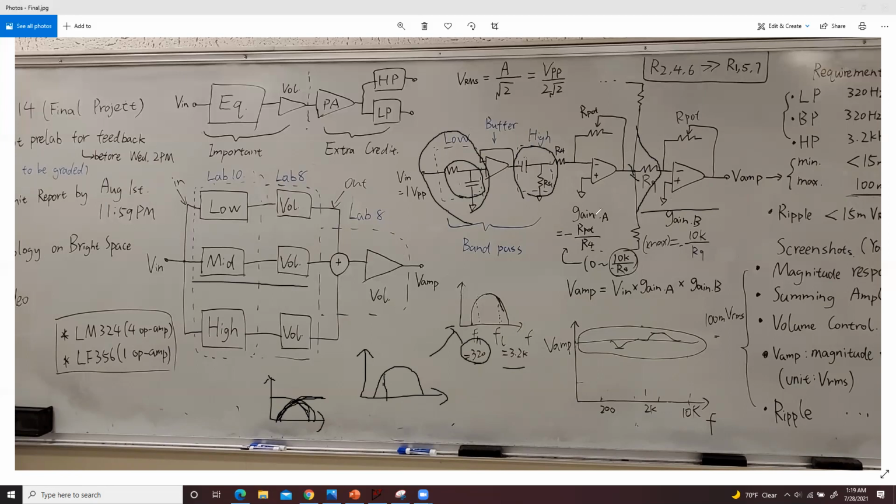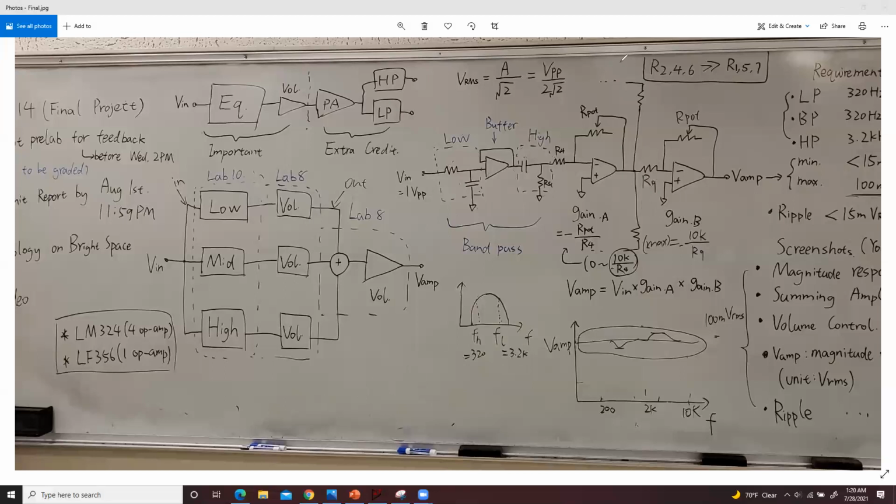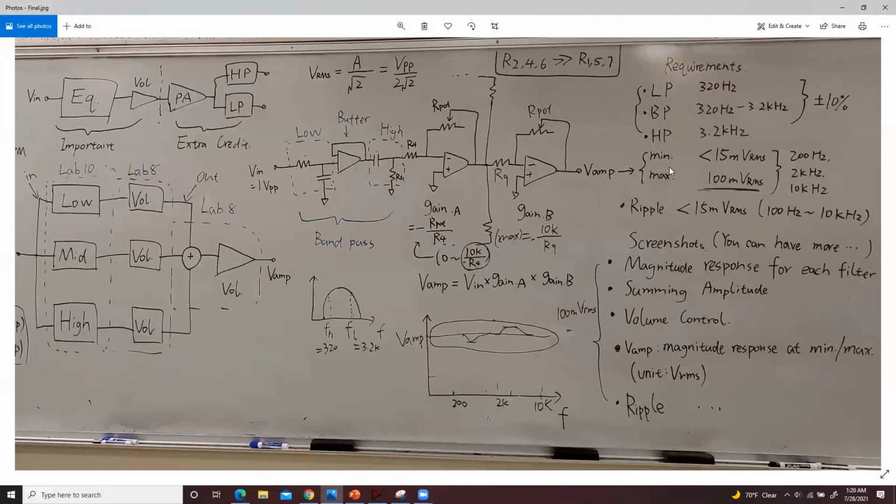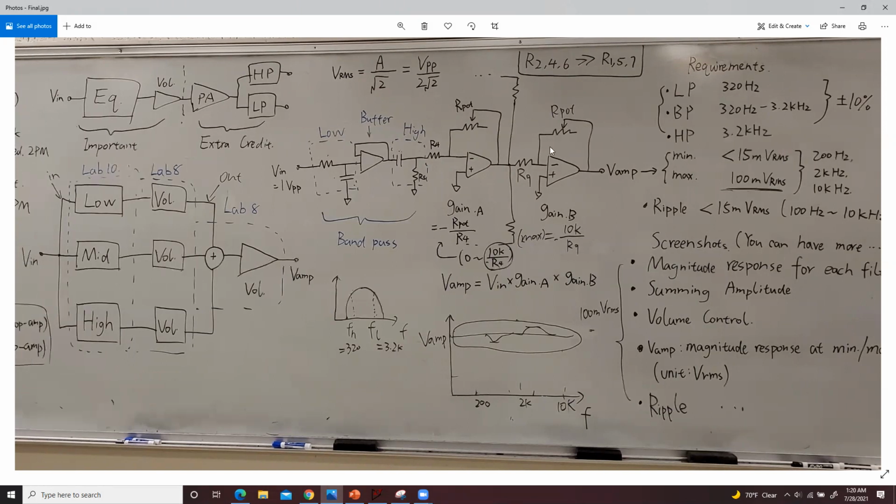Actually, before I talk about how to calculate the resistor values, let's talk about the requirements for the circuit. Here are the requirements for you to calculate the values. For example, here is the cutoff frequency for the low pass filter. This filter should have a cutoff frequency of 320 hertz. And here is the cutoff frequency for the band pass filter, from 320 to 3.2K.